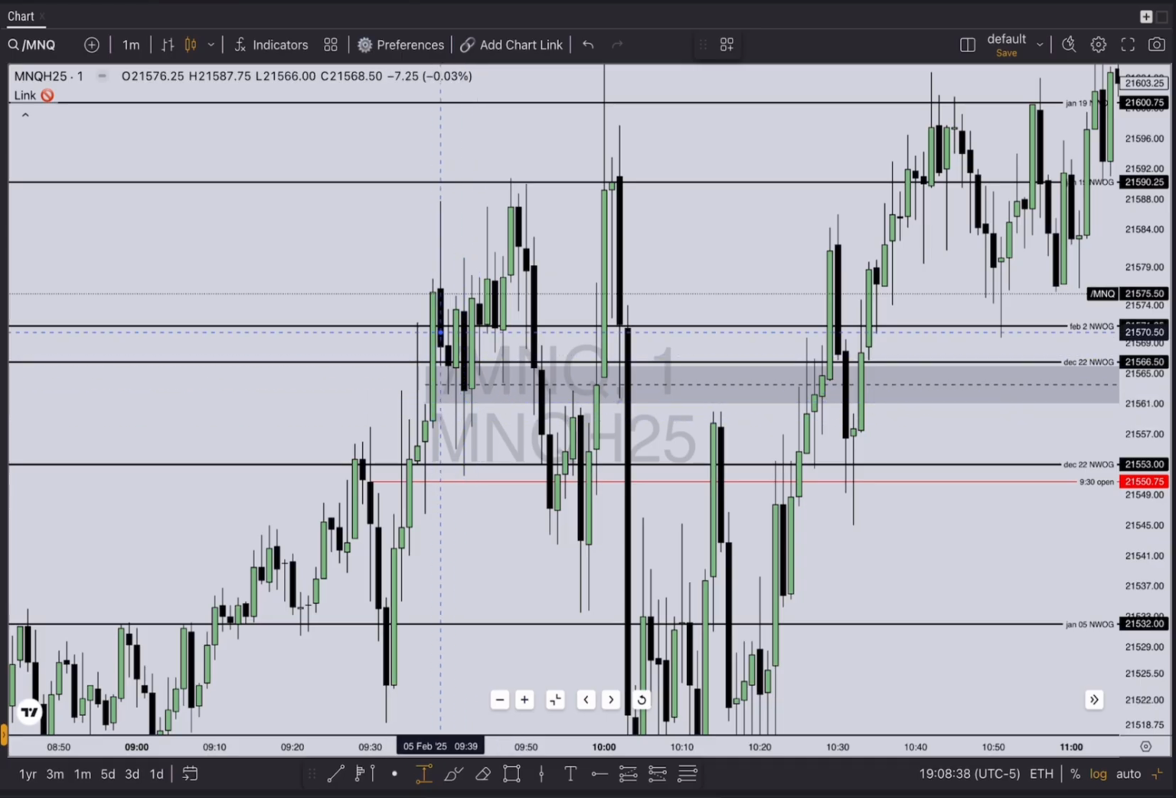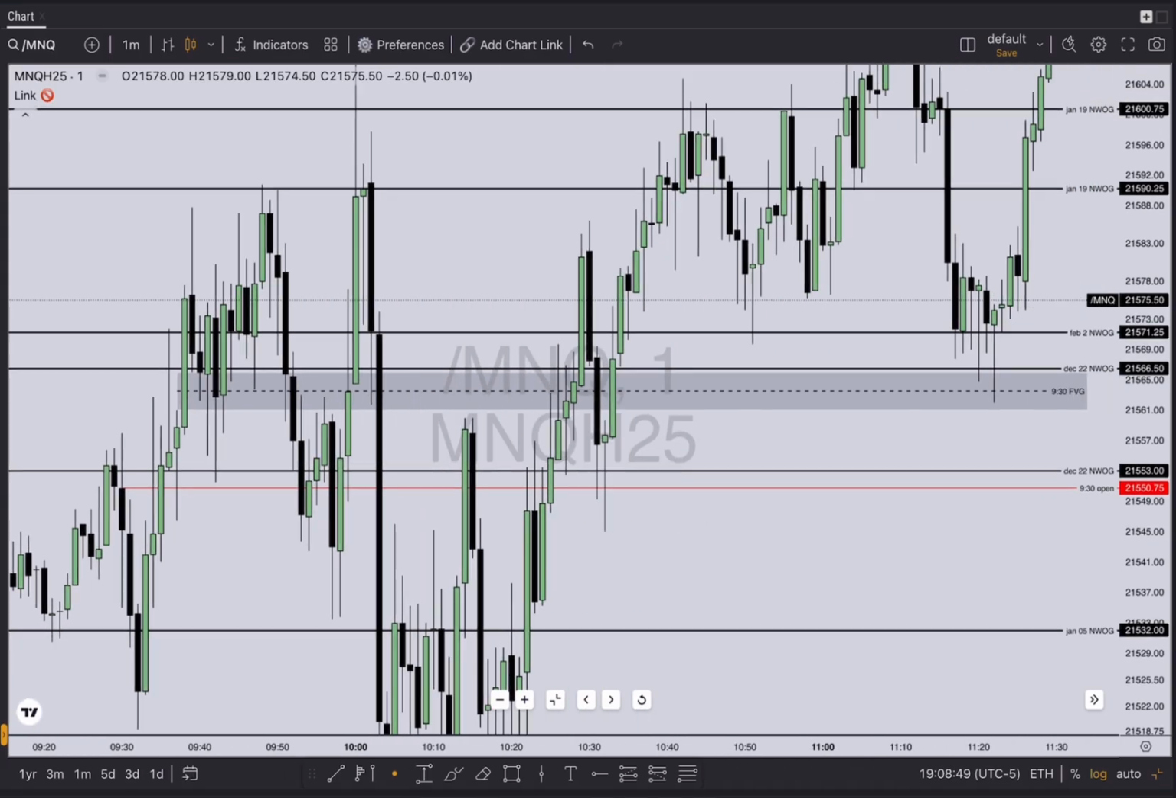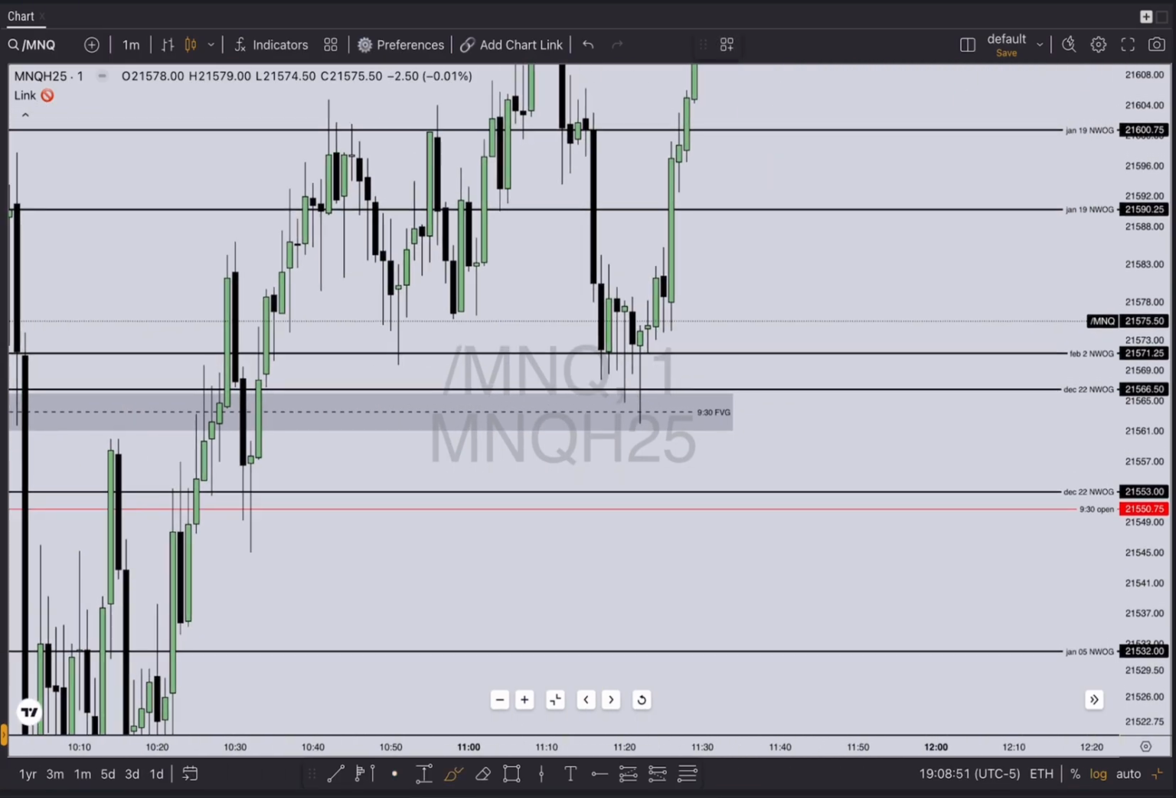You see how it was created, price respected it. When it inversed, price respected it and used it to propel price lower. Here, if we go to the right, we can see how price respected it very nicely right here and used it to propel price much higher.